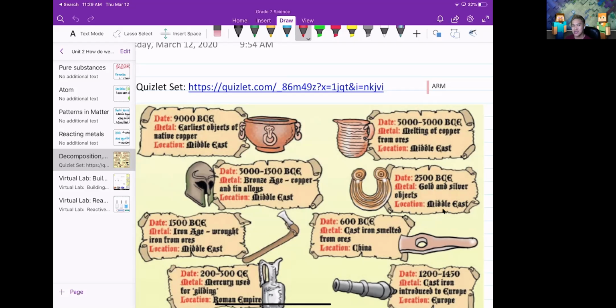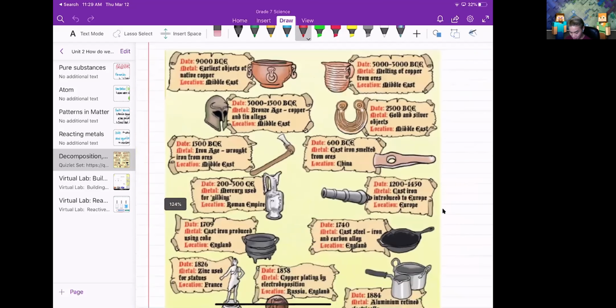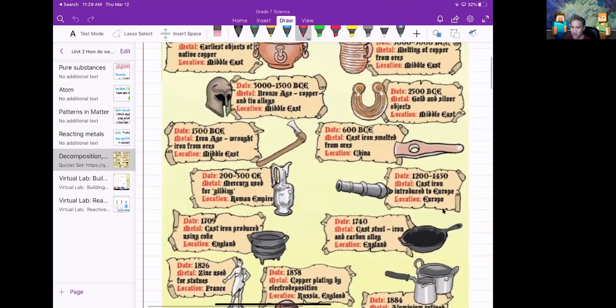Now, question, why do you think some metals were used earlier than others? As you can see here in the image, or the chart here, why do you think some metals were used earlier than others? Jasmine. I don't know.